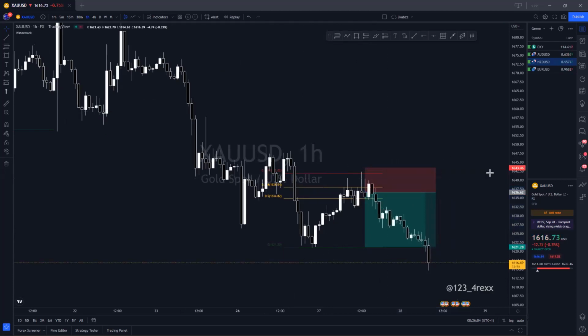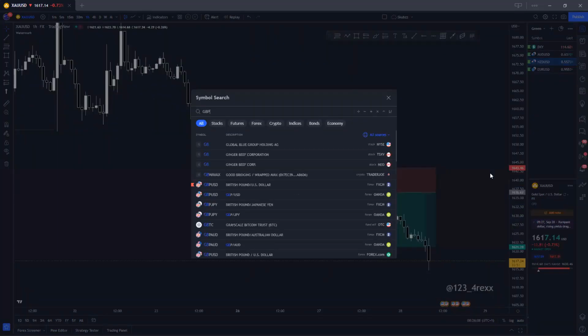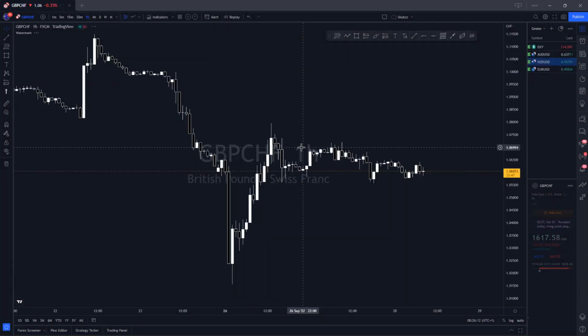Anyways, GBP CHF. GBP CHF is flat, so nothing really.